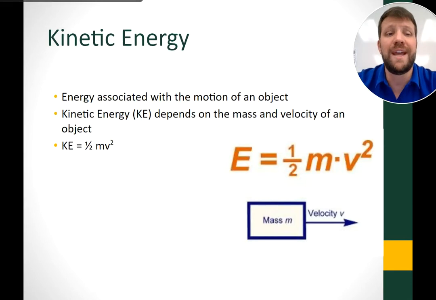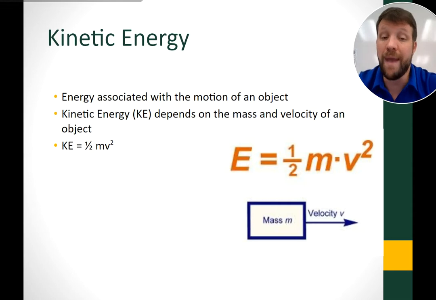All right, the first thing to look at here is kinetic energy. Kinetic energy is associated with motion of an object. It's often referred to as KE, or potentially just capital K. It depends on the mass and velocity of an object, and our kinetic energy is found by multiplying 1/2 times the mass times the velocity squared.